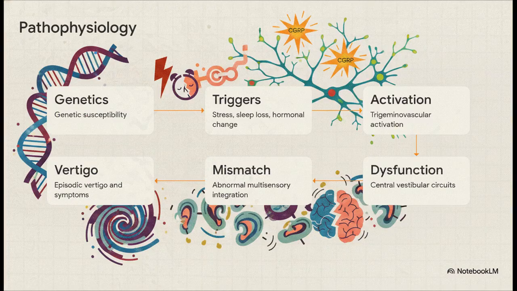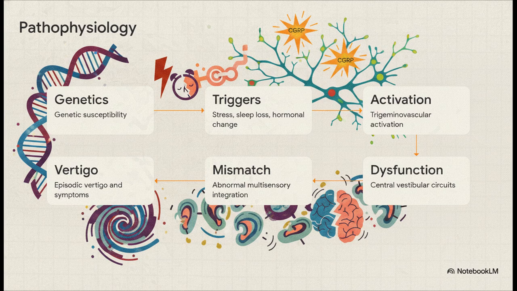Okay, let's look at the biological why. How exactly does a migraine disrupt the brain's vestibular circuits? Well, migraine is increasingly understood as a disorder of dysfunctional sensory gating. It's like a chain reaction. It all starts with a baseline genetic susceptibility. Then, boom, classic migraine triggers hit: stress, lack of sleep, hormonal fluctuations.